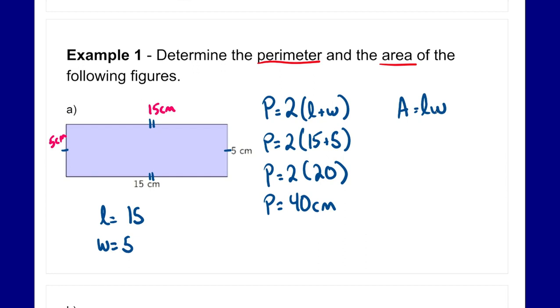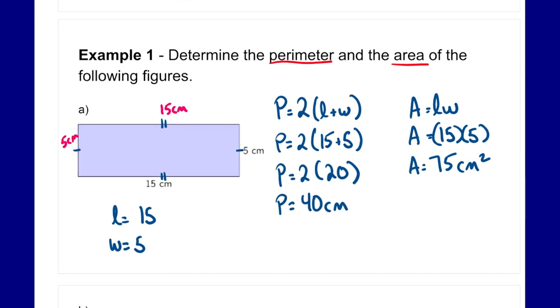Area is length times width, or LW, right? We don't really show the multiplication sign in between. We assume that there's multiplication. We're going to replace the variables with a value. So 15 times 5. I get area is equal to 75 centimeters squared.